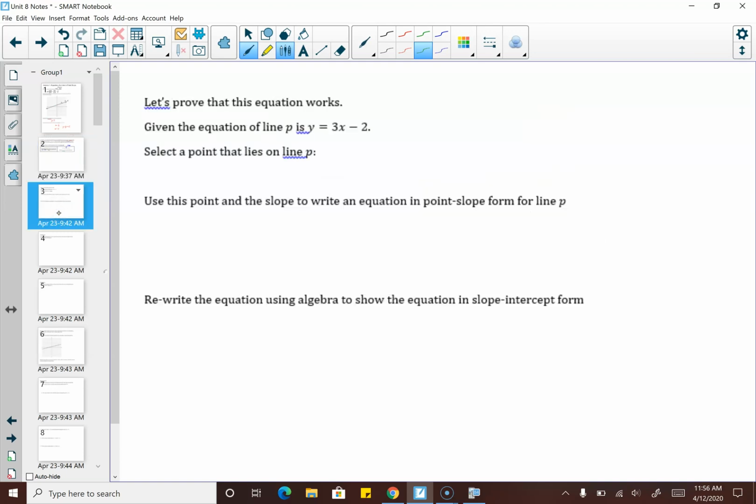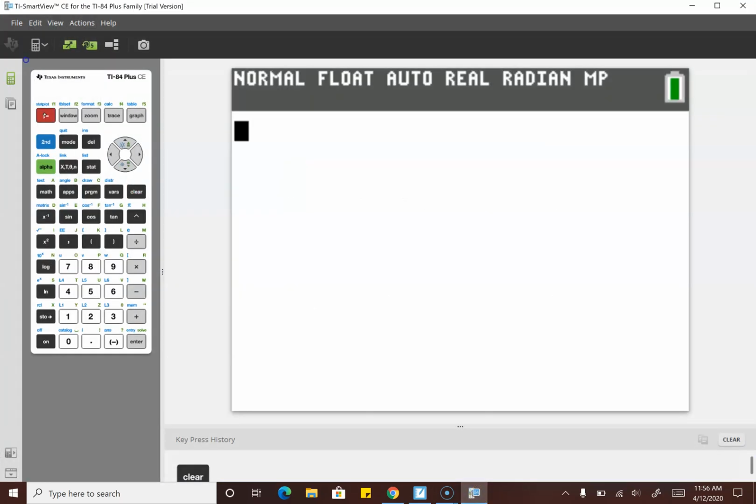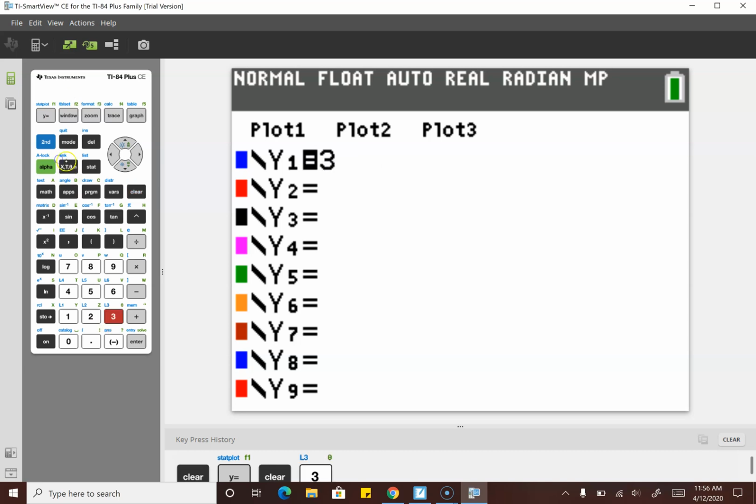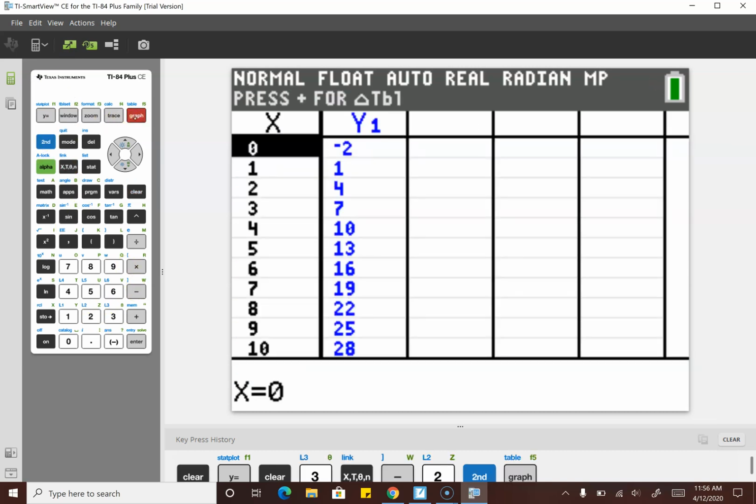So let's prove that this equation works. Given the equation of line P is y equals 3x minus 2, select a point that lies on line P. To make my life easy, I'm just going to go to y equals, enter 3x minus 2, and go to my table. Now I want to take a negative point here, just because I want to show you how some of the negatives work.